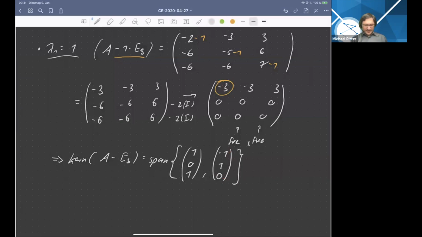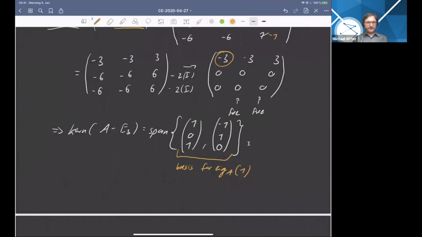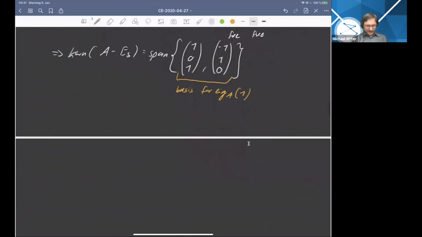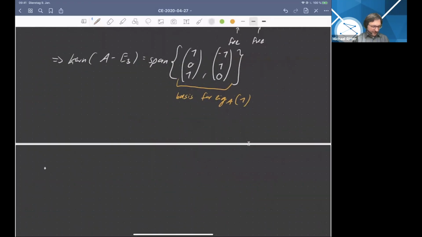Okay, so this is a basis for the eigenspace then. It's a basis for the eigenspace, and we denote this eigenspace by eig of the eigenvalue. So this is eig A of 1. Okay, two linearly independent eigenvectors for that first eigenvalue, and for the sake of completeness, let's do the second one as well. So lambda 2 is -2.